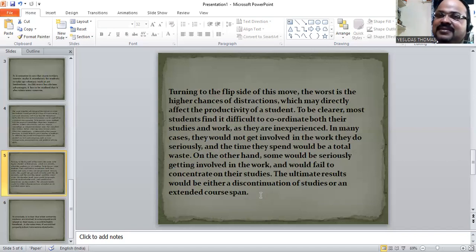So the time the university allowed will be totally a waste because they are not doing the work seriously. On the other hand, some will be seriously getting involved in the work and will not concentrate on their studies. They'll be very much obsessed with the work they do. So these are the two situations for distractions. The ultimate results will be either the discontinuation of studies, or an extended course when you may take more time to complete the course, or you may discontinue and go for another course. These would be the expected results if this happens.